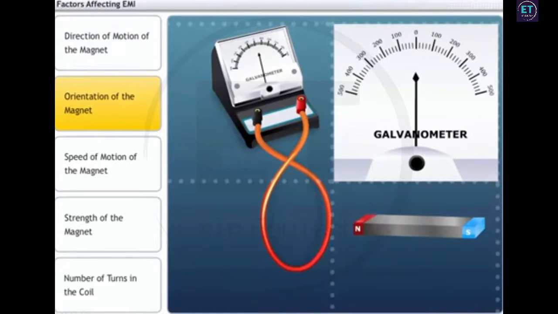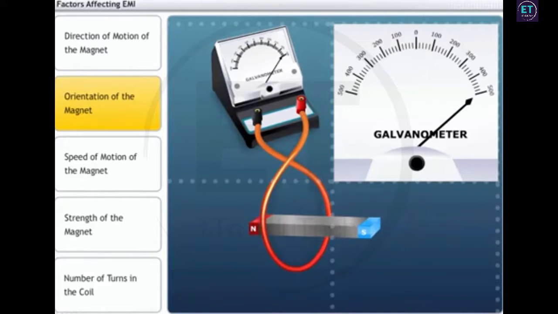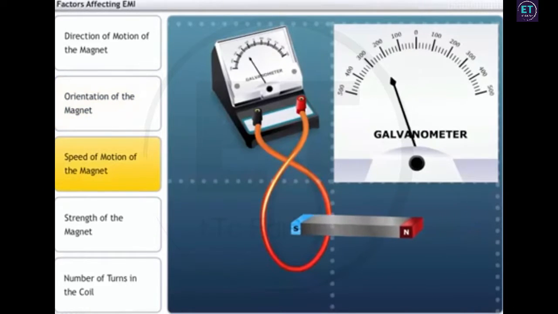The direction of the induced current in the coil also depends on the orientation of the magnet. If you move the magnet into the coil with its north pole first, rather than the south pole first, the direction of the induced current in the coil is reversed. The speed of motion of the magnet through a coil determines the strength of the induced current. Thus, if you increase the speed of the motion of the magnet, the EMF generated increases, and vice versa.